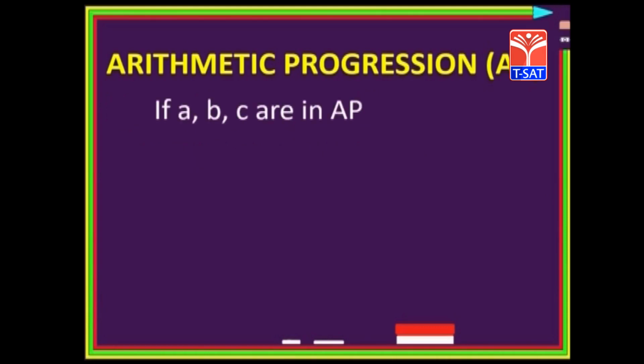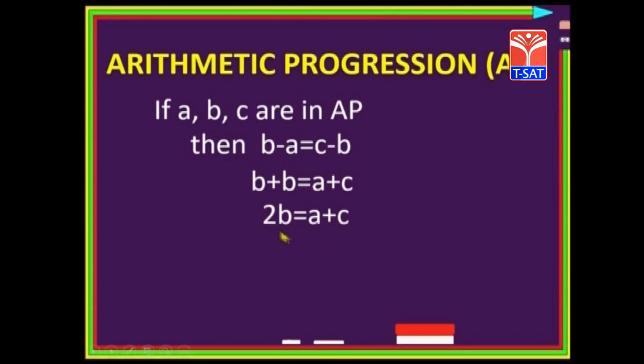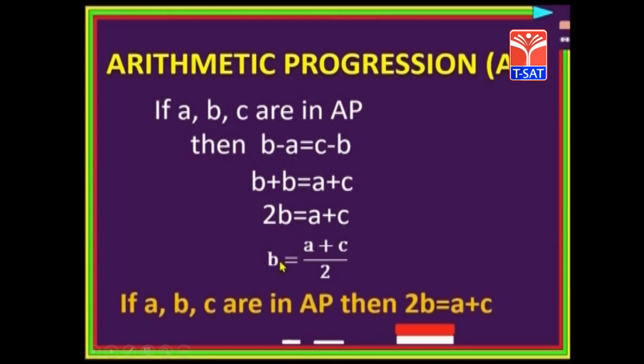What is the relation between a, b, c? If a, b, c are in AP, then what is the common difference? The second term minus first term, that is b minus a, is equal to third term minus second term, that is c minus b. So, rearranging the terms, we bring minus b to the left hand side and minus a to the right hand side. We will get b plus b is equal to a plus c. So, 2b is equal to a plus c, and bringing 2 to the right hand side, it becomes b is equal to a plus c by 2. So, if a, b, c are in AP, then b is equal to a plus c by 2, or 2b is equal to a plus c. This is an important relation. Based on this relation we may get some problems in examinations.